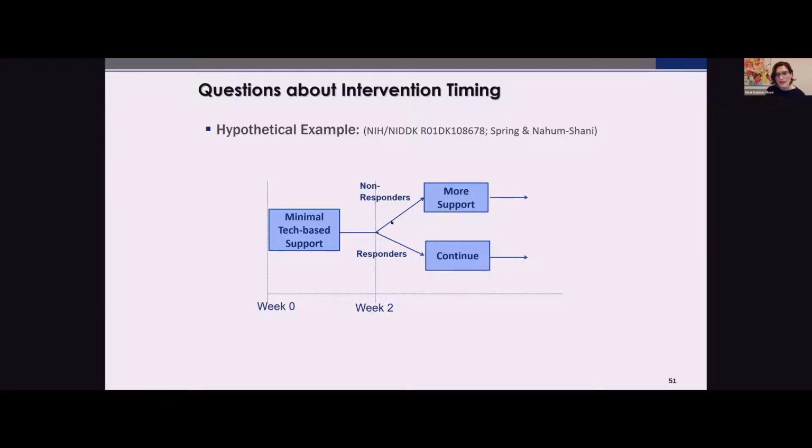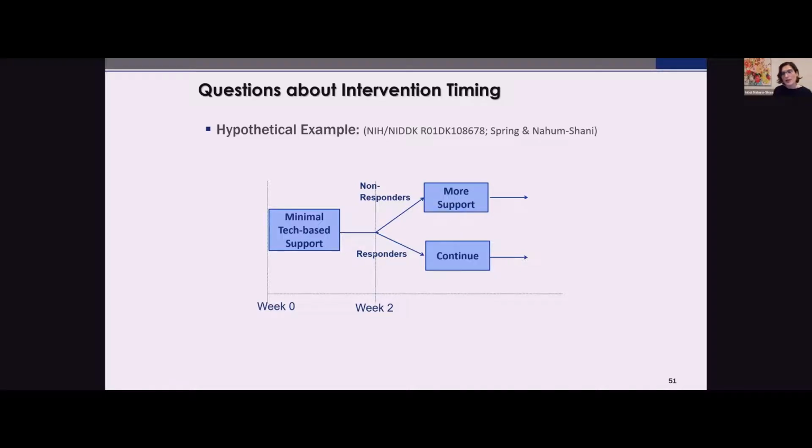And then I want to identify people who are not losing a sufficient amount of weight by week 2, classify them as non-responders, and give them more support. And if people are doing okay, they're losing a sufficient amount of weight, they can just continue with the same initial intervention. That's what we want to do. Why do we want to do that?